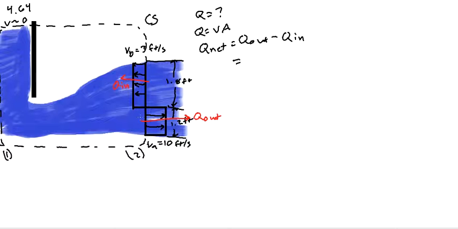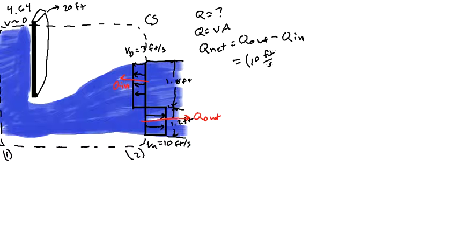I forgot to indicate how wide this is. It says 20 feet, but it does not appear anywhere in the problem. Yes, it is. The channel is 20 feet wide, so I will indicate depth here. The depth of the sluice gate and the depth of the channel is 20 feet. So the velocity going out is 10 feet per second.